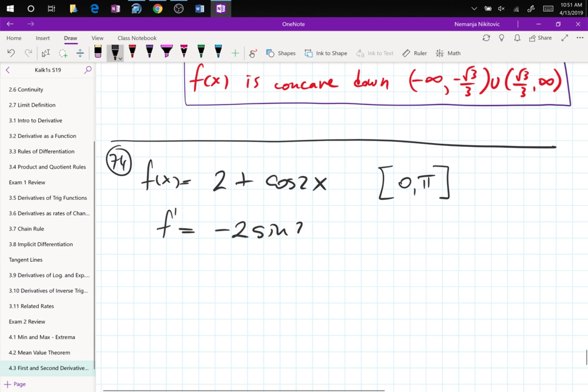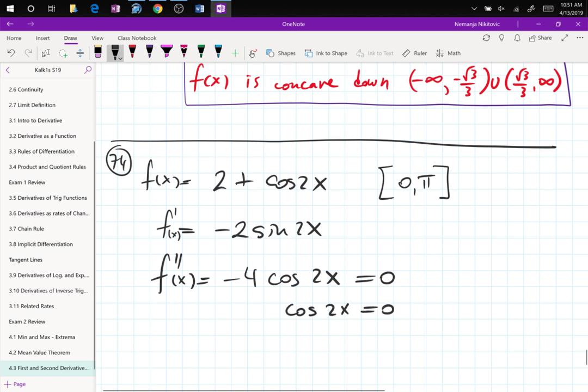Negative 2 sine 2x. Excellent. Do we need that? No, right? We want the second derivative because we are working on a second derivative test. And that's negative 4 cosine 2x. And this is the one we set equal to 0. When you divide both sides by negative 4, it's gone. So cosine 2x equals 0.